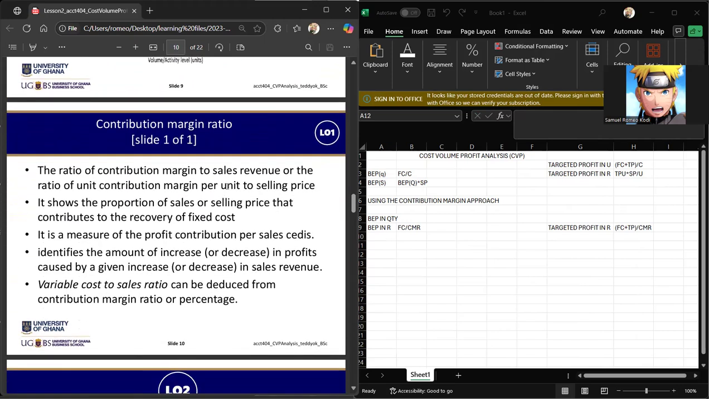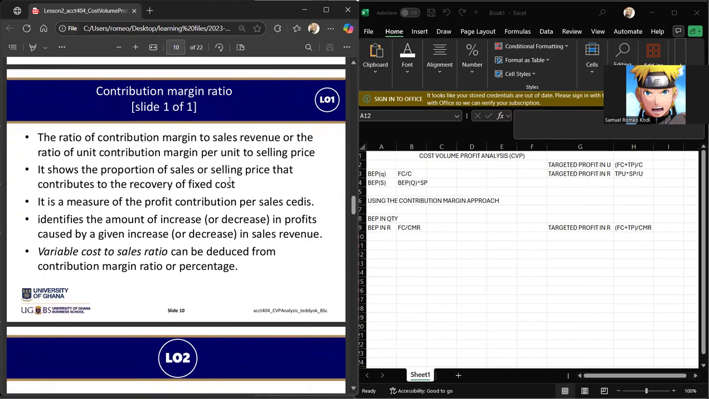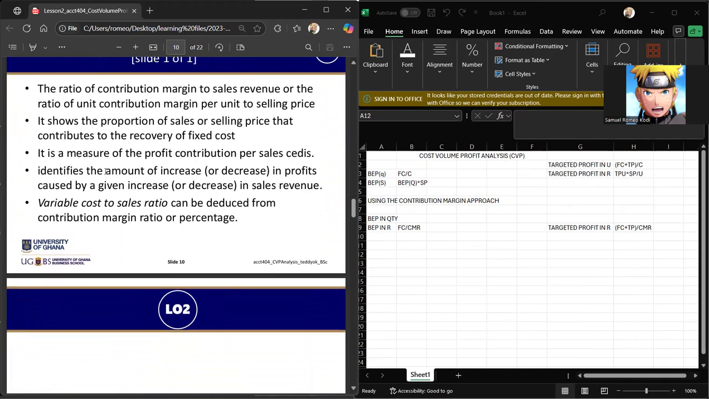So let's go through the contribution margin ratio. The contribution margin ratio is the ratio of unit contribution margin per unit to selling price. The formula is just telling you the definition, you don't need to learn this. It measures the profit contribution.